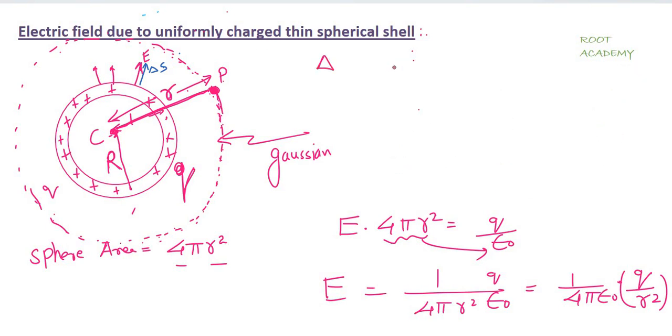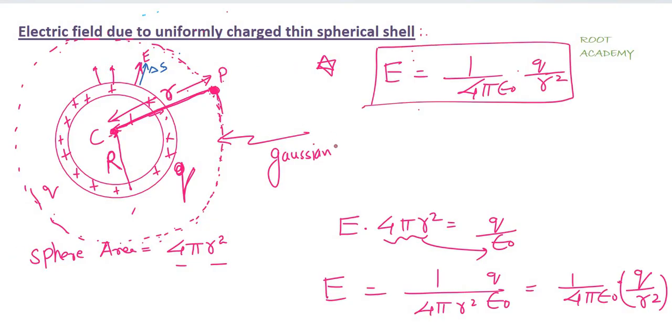So this is the first formula. E at any distance is nothing but 1 upon 4 pi epsilon naught Q by r square, at any point. Now we were interested, if r is equal to R, meaning right at the surface, exactly at the surface, what will be the electric field?